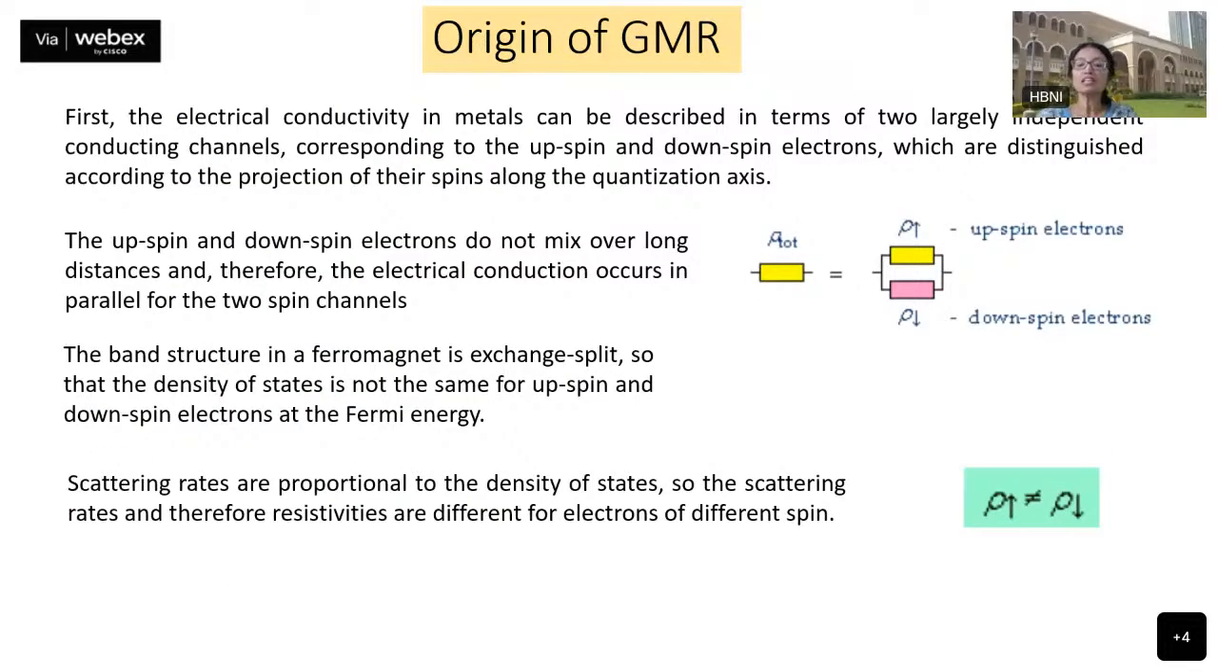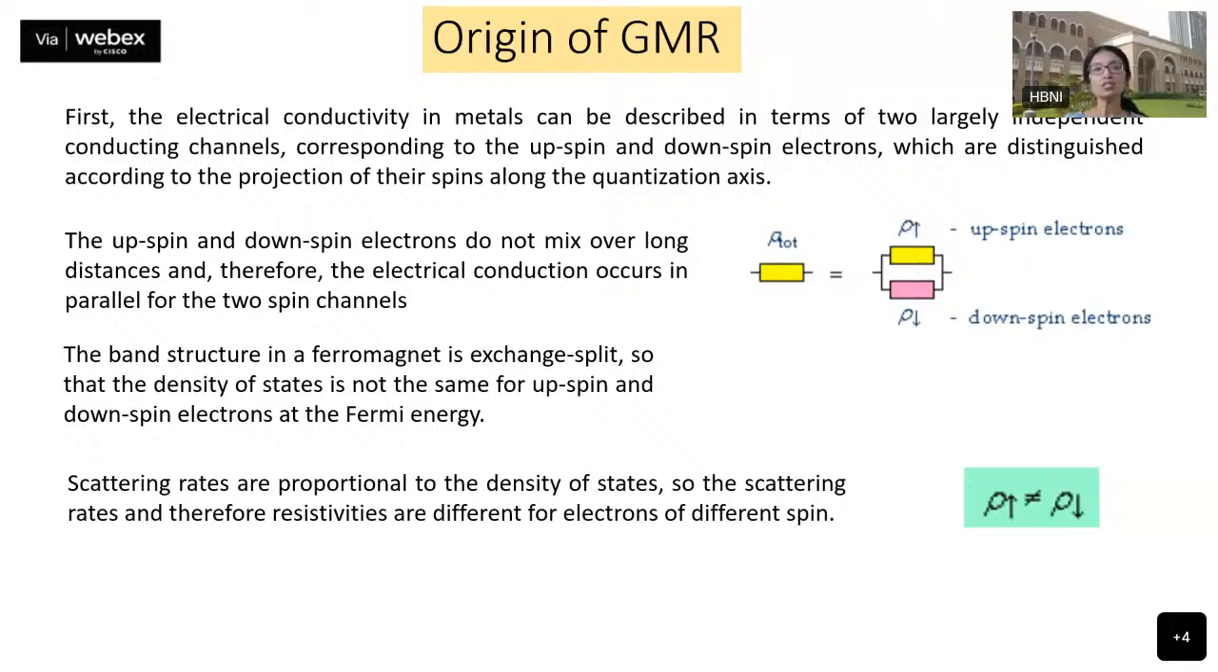So now, what is the origin? This is something very interesting. The electrical conductivity in metals can be described in terms of two largely independent conducting channels corresponding to the upspin and the downspin of electrons.